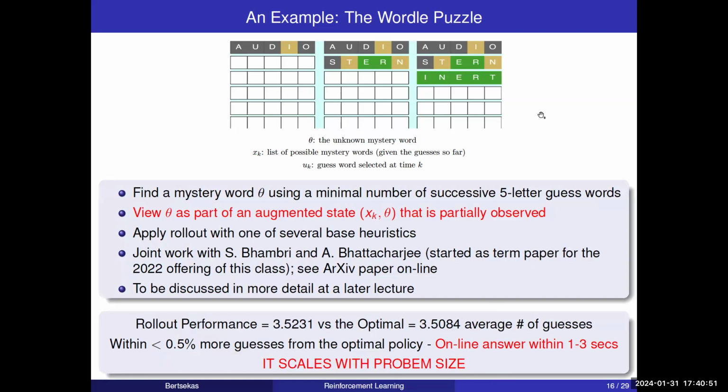So if you had a puzzle with 6 letters, 7 letters, then it would be infeasible to calculate the optimal strategy for that. However, the rollout has no problem. It just takes a little bit more time, but it's in the order of seconds again.